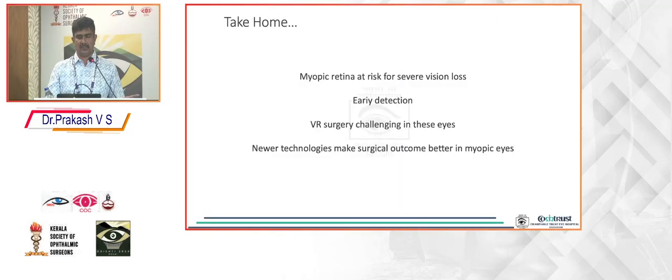So to conclude, we have to understand that these eyes are peculiar eyes where they have a higher risk compared to normal eyes to lose vision, not only due to other problems but due to retinal and macular issues also. So early detection is very important. Whenever you see a patient with myopic macular degeneration, and the patient is complaining of any visual symptom, don't ignore it. Always do an OCT and see if there is anything going wrong. VR surgery is challenging, but newer technologies are making it better and more successful for these patients. Thank you.